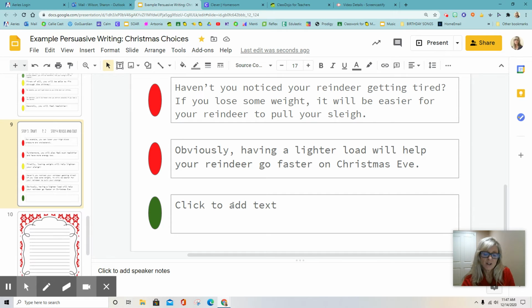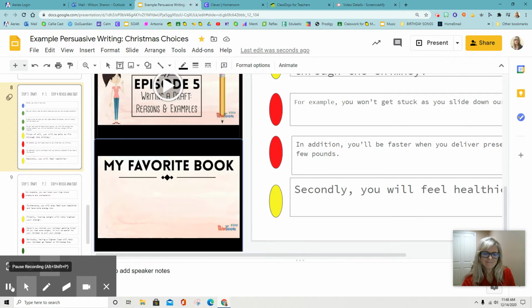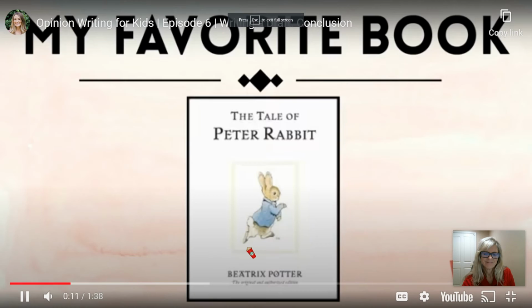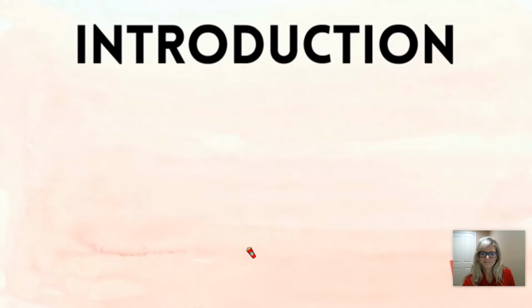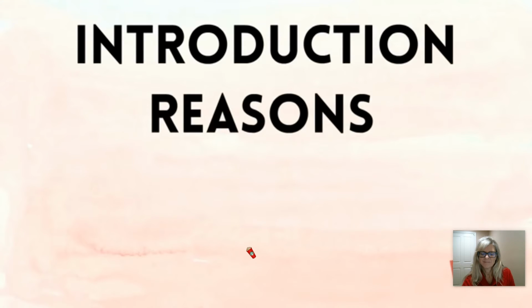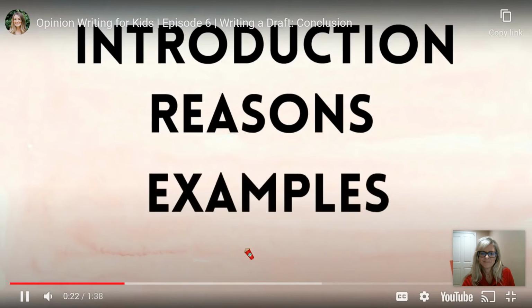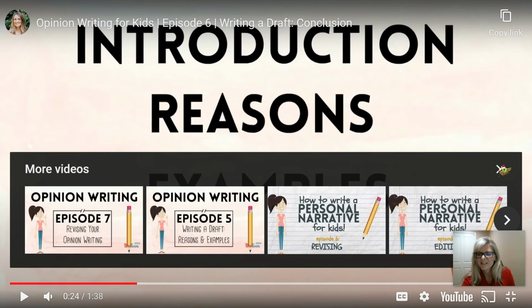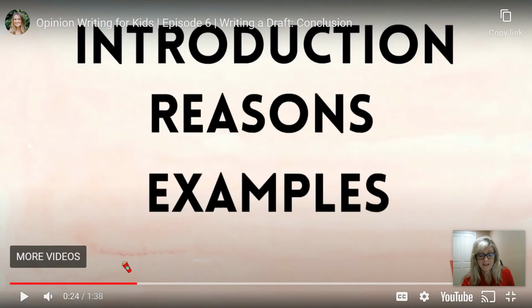Now I'm ready for my conclusion. I've been writing my opinion about my favorite book, The Tale of Peter Rabbit. I've written an introduction to name the topic and tell my opinion. I've written reasons to support my opinion. And I've written examples to prove my reasons. So we've done all that. This video is going to help us understand what you do in a conclusion, because that's pretty tricky.